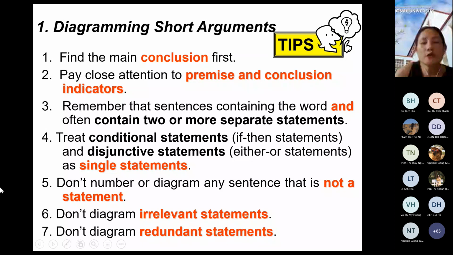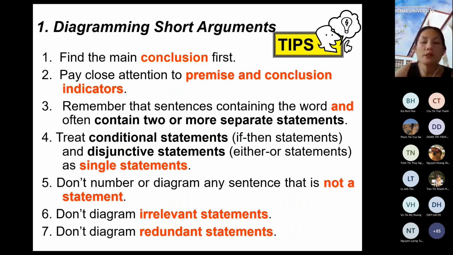And then number 5 says don't number or diagram any sentence that is not a statement. And we learned that already. We should not have non-statements in our arguments. But we will consider it if it has some important information that plays the role of either premise or conclusion, then we need to rewrite. But in most cases, with the short argument type, we don't have to rewrite anything. They will provide us with some irrelevant and non-statement sentences. In such a case, we should not number them and we should not keep them in our diagram. Okay, remove them or ignore them, or even don't number them.